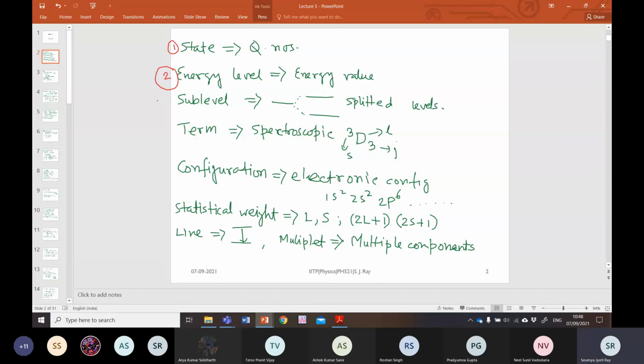The third thing is sub-levels. Usually, if there is an energy level specified by certain quantum numbers, due to some perturbation this energy level, which was degenerate, can be split into subsequent energy levels, as we saw earlier.